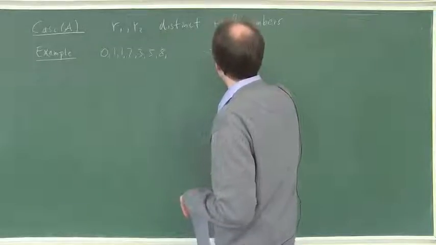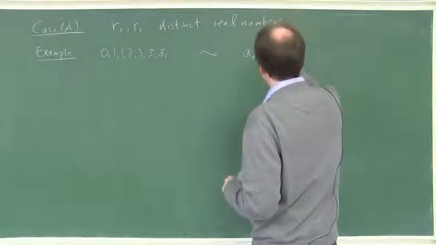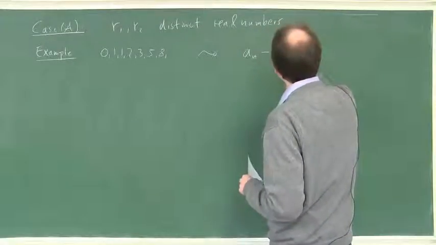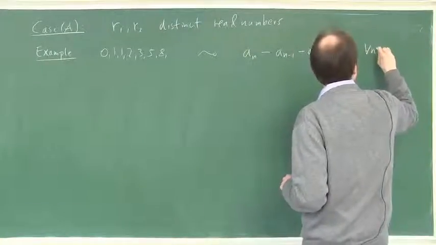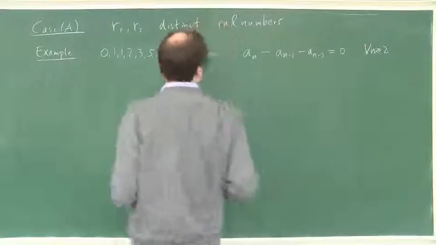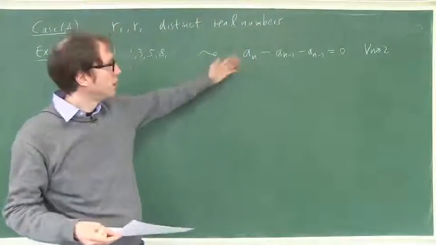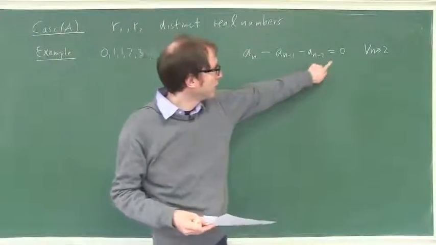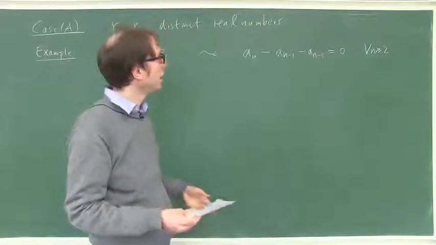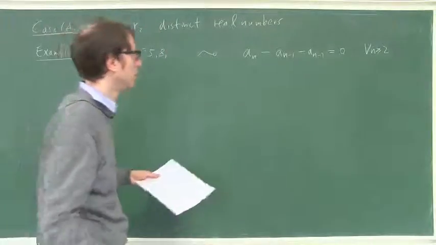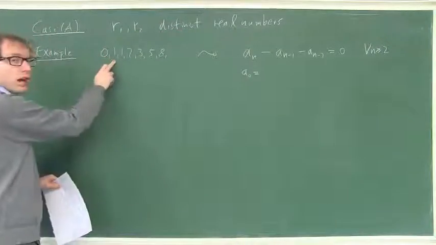So what's the recurrence relation? Well, the recurrence relation is that an minus an minus 1 minus an minus 2 is equal to 0 for n greater or equal than 2. Okay, so check it out. I already wrote it in the way we've seen it above. If you bring it on the other side, it just means that an is equal to an minus 1 plus an minus 2. And again, here we start from a0. And so the initial values here are a0 is 0, a1 is 1.